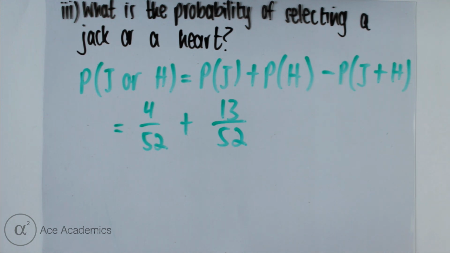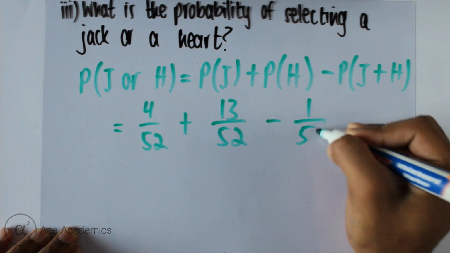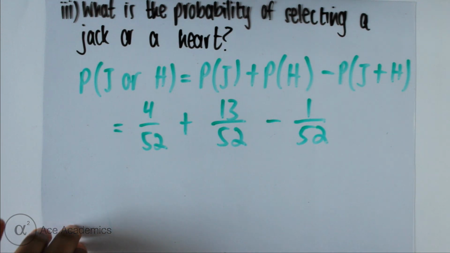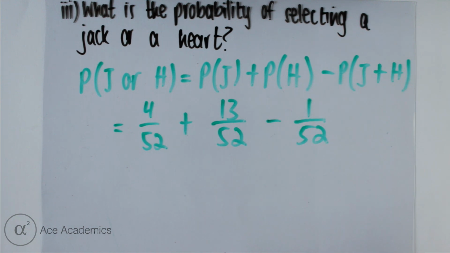Now, in a deck of cards, there happens to be one card which is a jack of hearts. So there's simply one card out of the entire 52 that happens to be a jack and a heart. Now, this is not a mutually exclusive event because it's possible to select both A and B. If it was a mutually exclusive event, the probability of a jack and a heart would be 0.